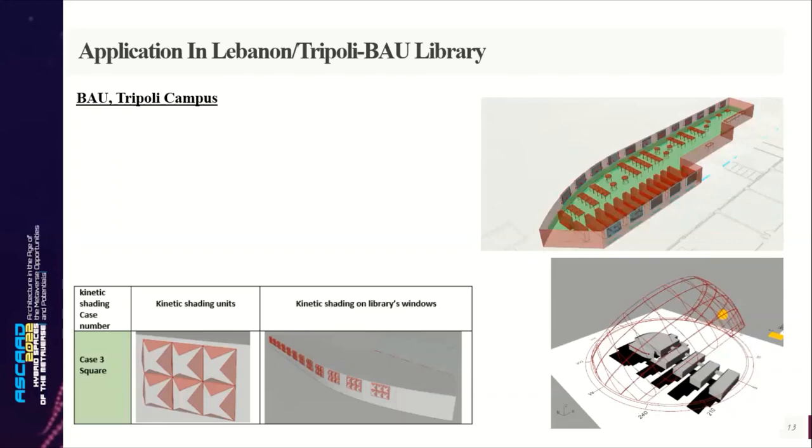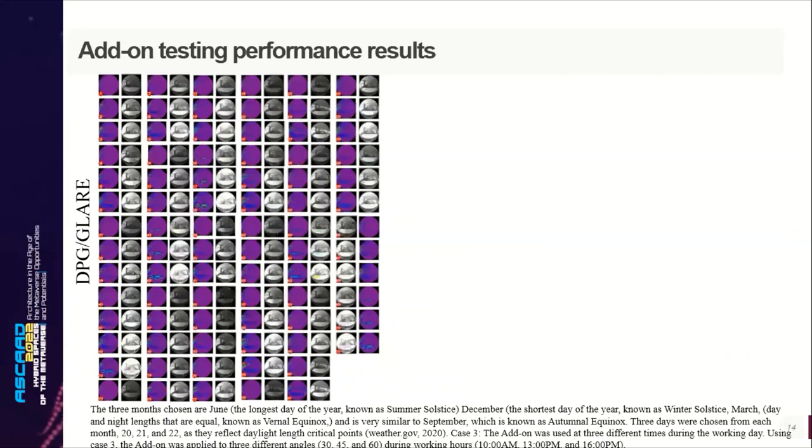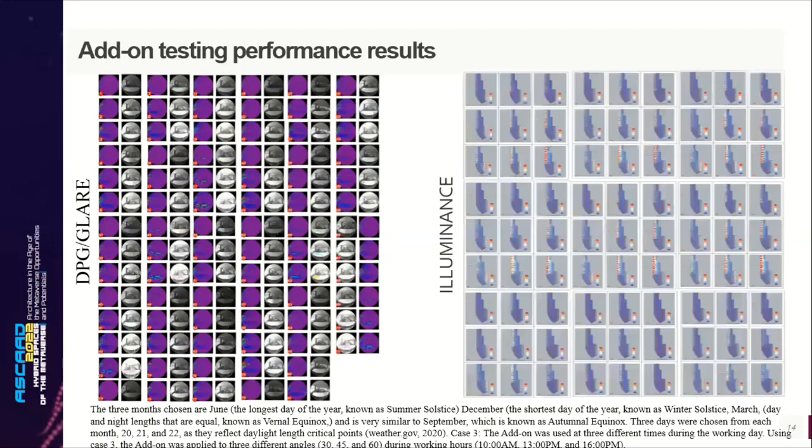And this is the space. So now we can see the results of the testing. Here are the glare results, and here are the illuminance results. All the results for all the cases are seen here.